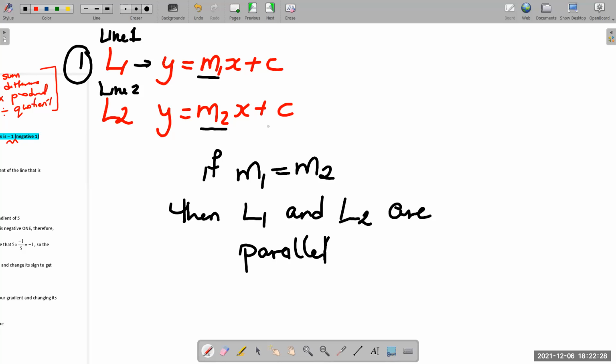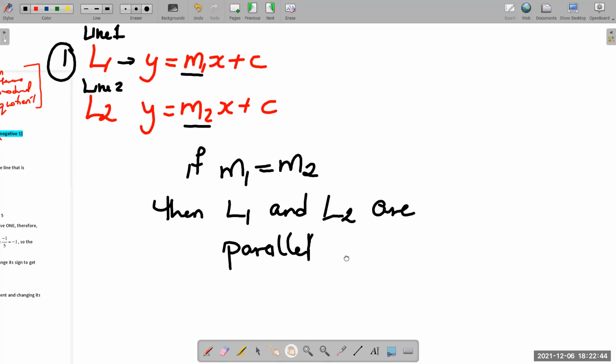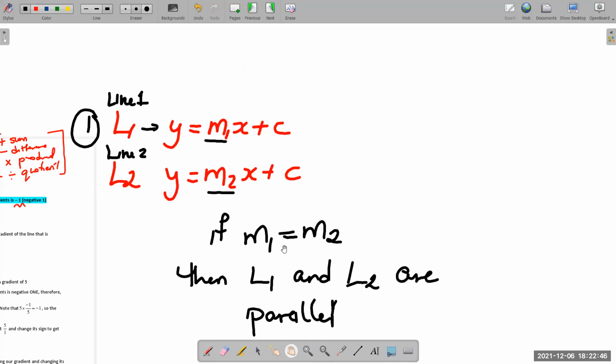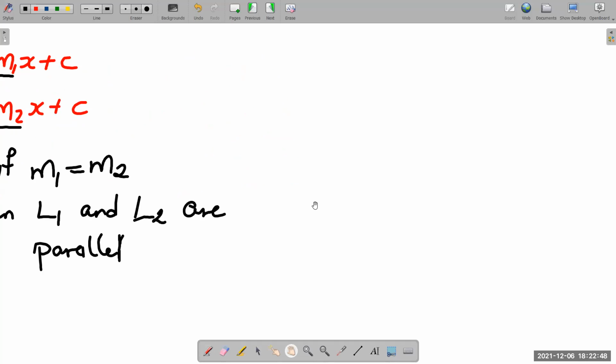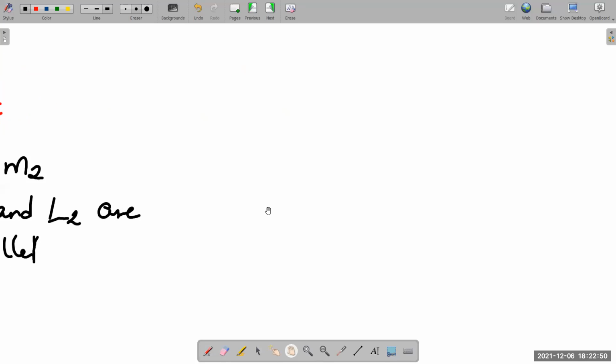So just to recap, this is easy. Honestly, it's the easier one of the two. If both gradients of the lines are equal, both lines are parallel. That's all you have to remember. Anybody still writing and needing some time, let me know, otherwise we're going to move on. So this is the condition for parallel lines. If you're just looking on tonight, that's perfectly fine.